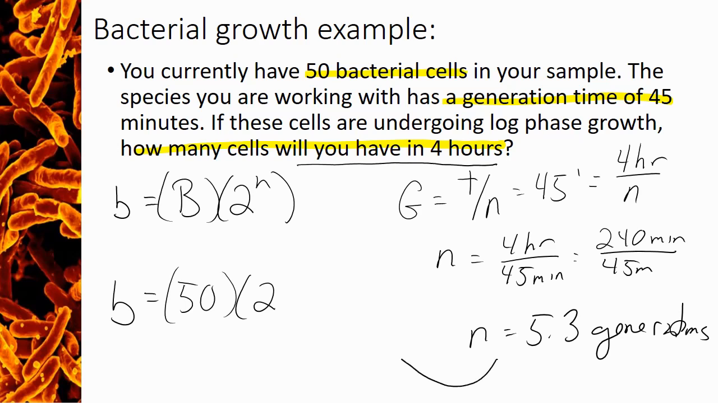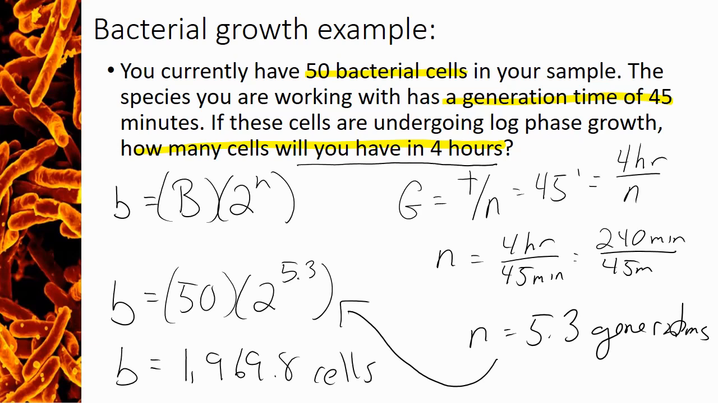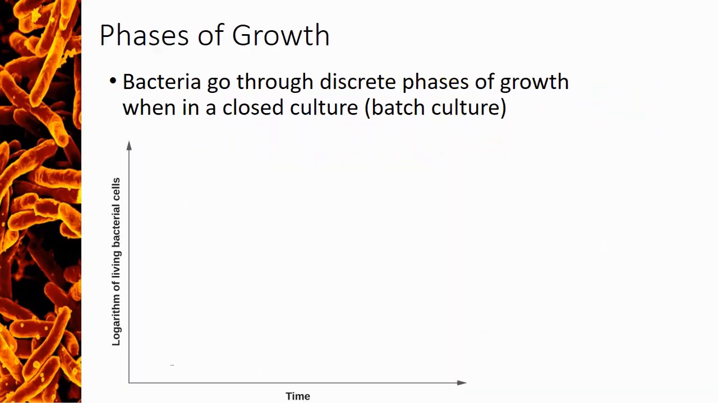We can take n and plug it back into our original equation, so 2 to the 5.3. And when we solve for that equation, it's going to give us little b equals 1,969.8 cells. So after 4 hours of growth, we would have 1,969 cells that are in our culture now.